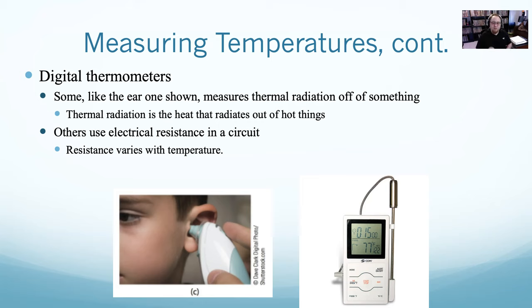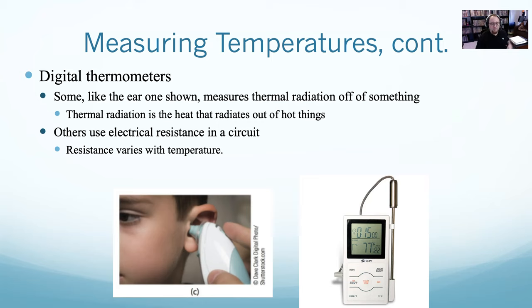Other digital thermometers that involve contact, like the meat thermometer, look at electrical resistance. The resistance of the inner circuit varies with temperature. What that means, we'll get to later when we talk about resistance, but for now, just know that temperature will affect resistance. So that's how temperature is measured.